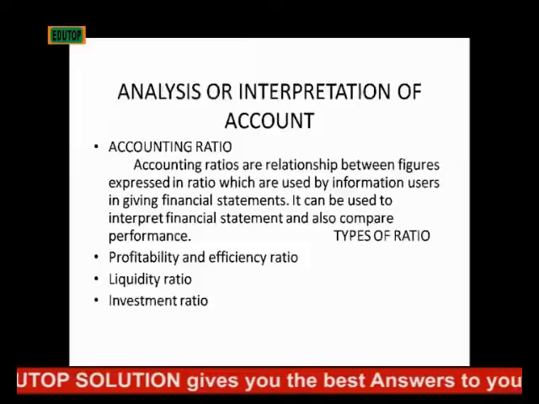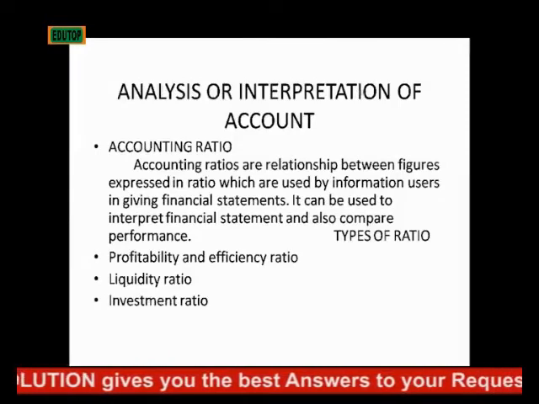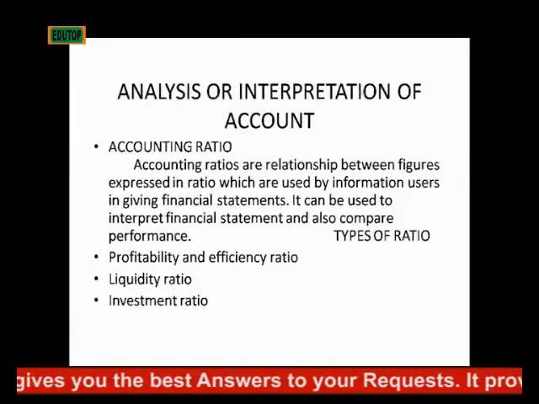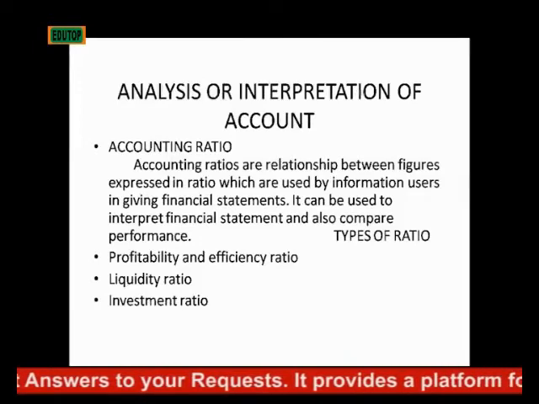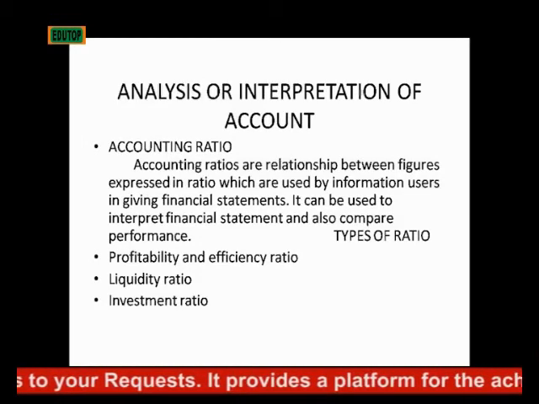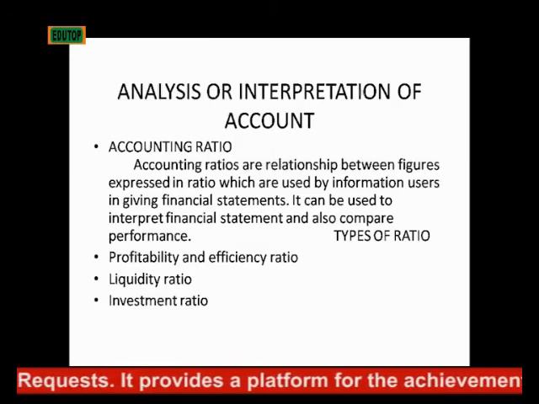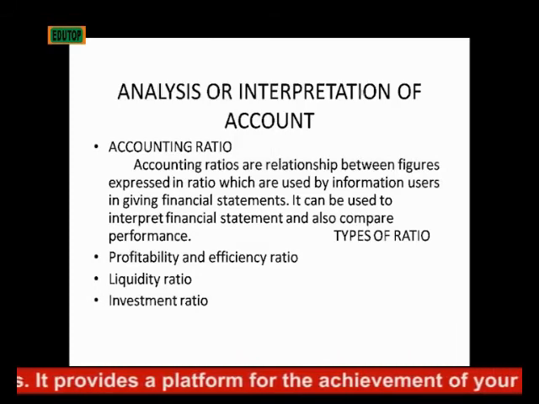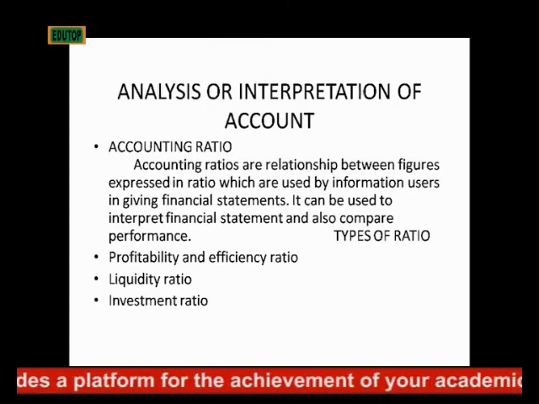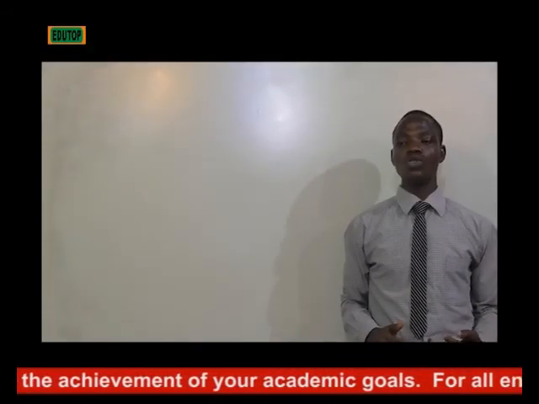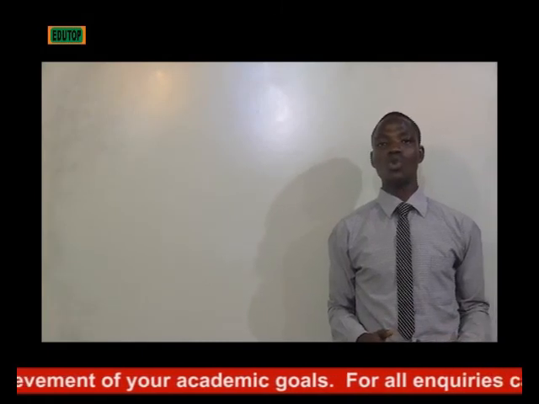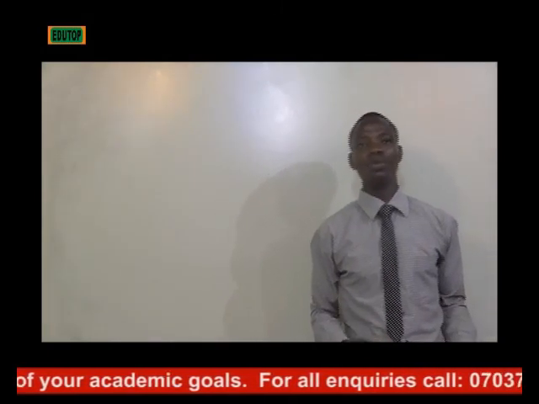So, we have different types of ratio where we can do calculations and computation, which are the profitability and efficiency ratio. Then we have the liquidity ratio and also the investment ratio. These are the areas in which we can compare the company's ability, or know whether the company is expected to go on in the foreseeable future.